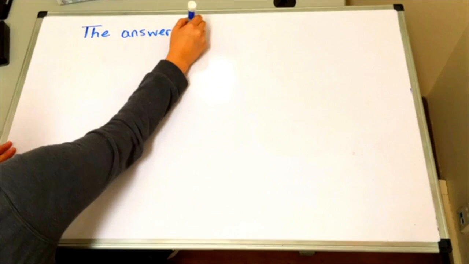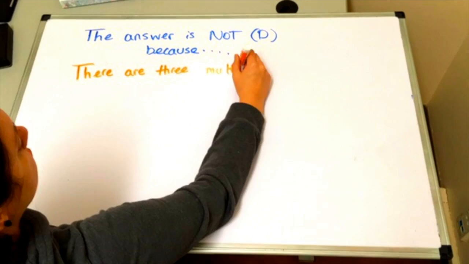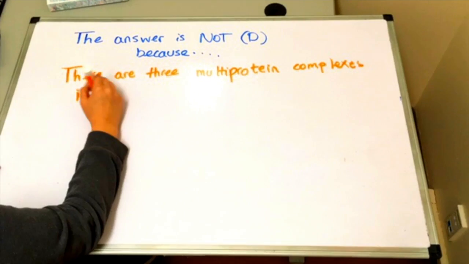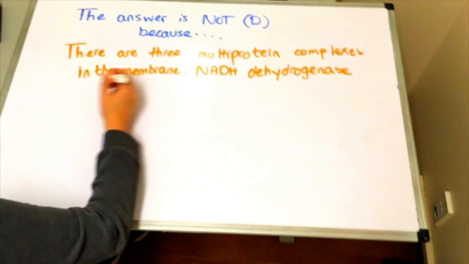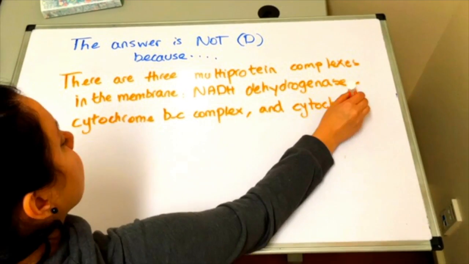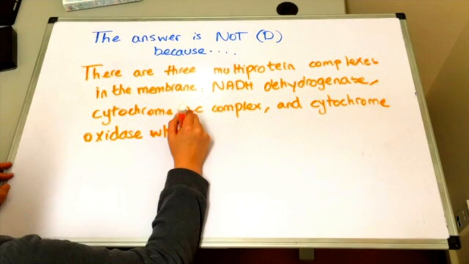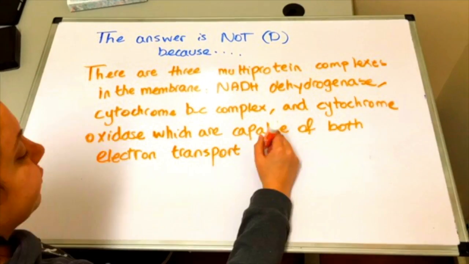The answer is not D, because there are 3 multi-protein complexes in the membrane: NADH dehydrogenase, cytochrome bc complex, and cytochrome oxidase, which are capable of both electron transport and the pumping of protons across the inner membrane.